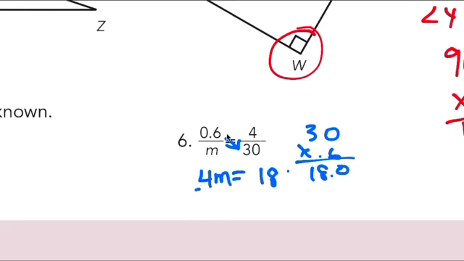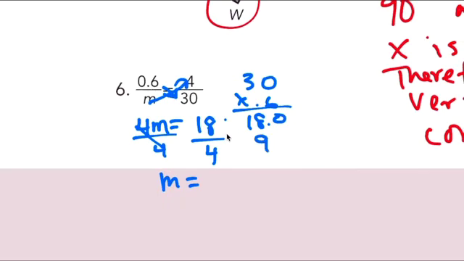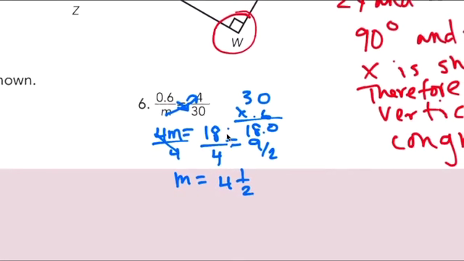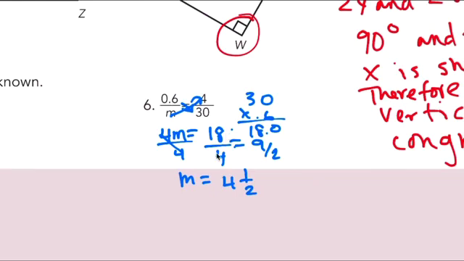4m, divide by 4. M times 4 is 4m. M is equal to, reduce that, 9/2. And 9/2 is 4.5. Okay, and that's how you do those. Hope that helps. If you have any questions, if you're confused on this, I see kids doing it wrong and not checking the video. I'm going to start giving you 0 when your work is all wrong.